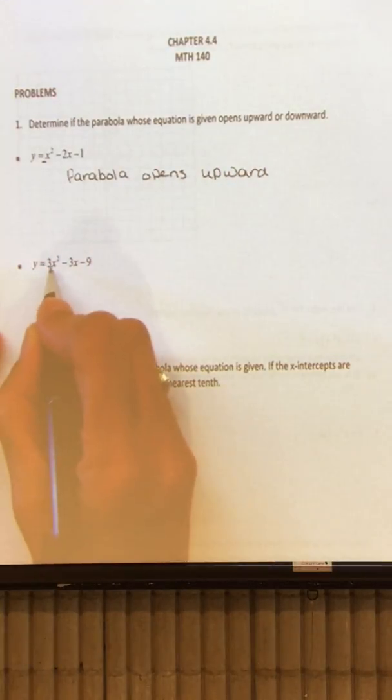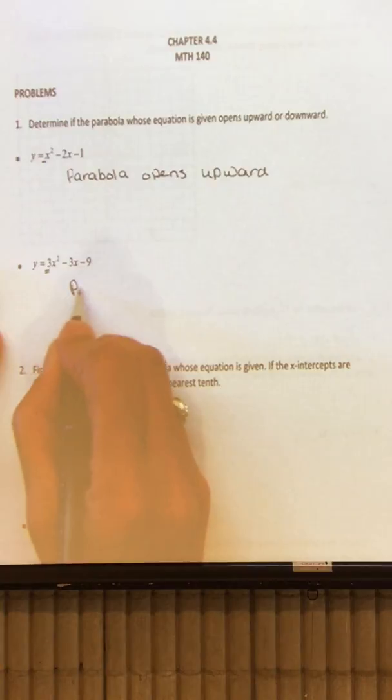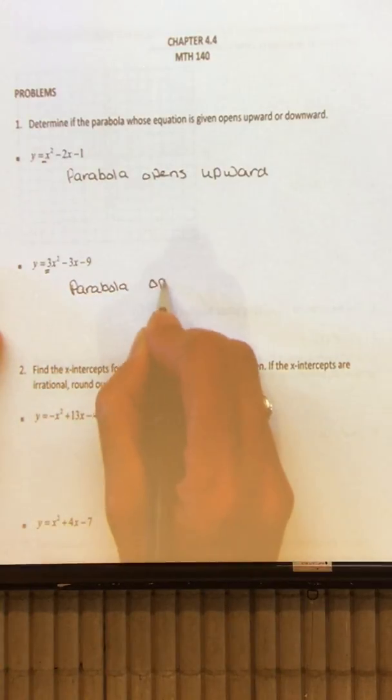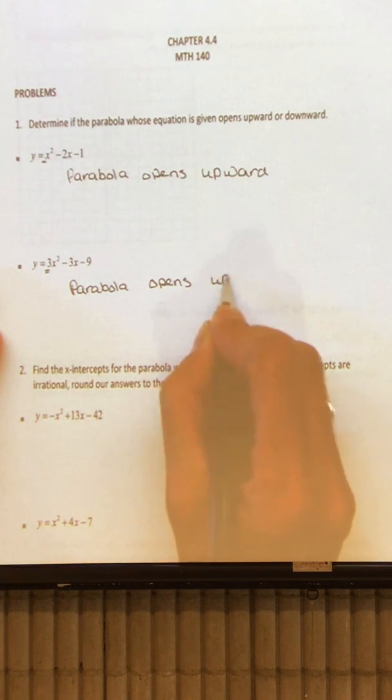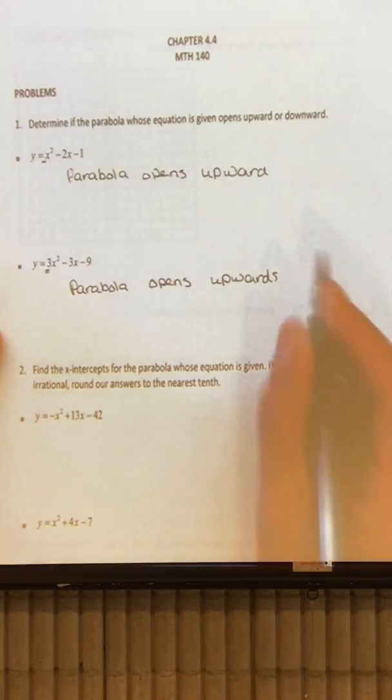For the second part of number 1, again, the coefficient of x squared is positive. Because it is positive, the parabola opens upward. If the coefficient was negative, then it would open downward.